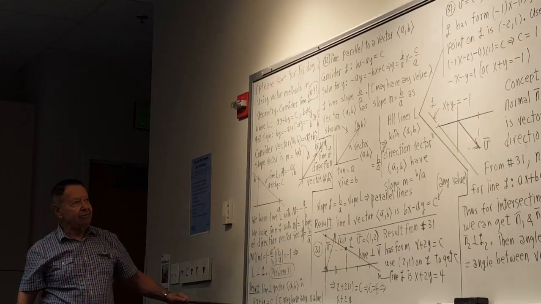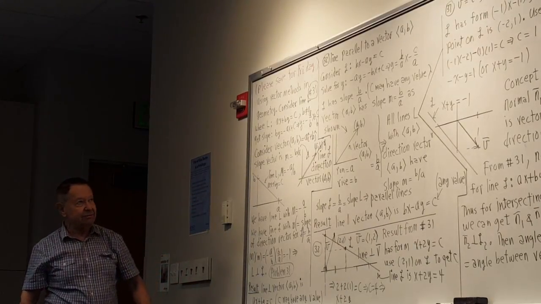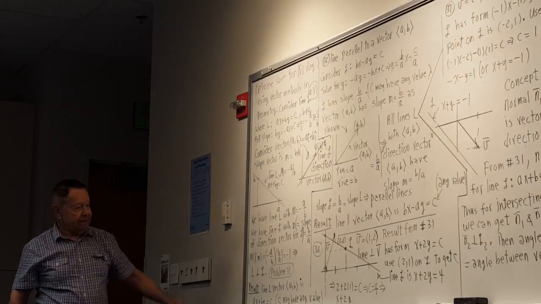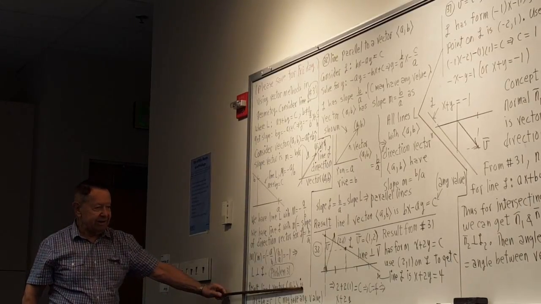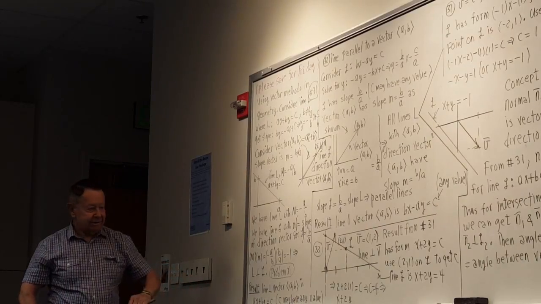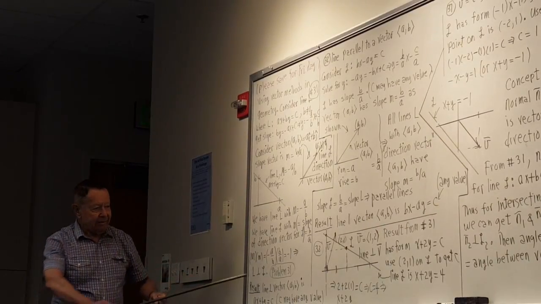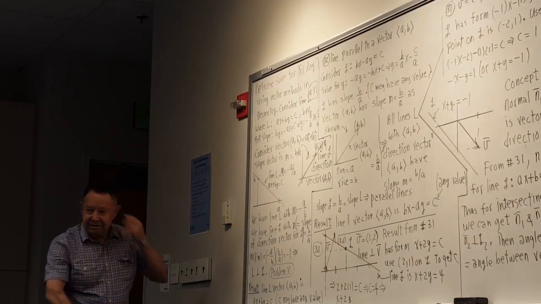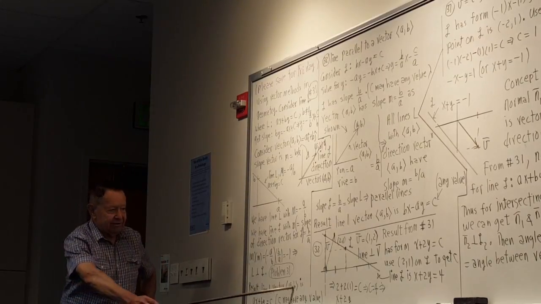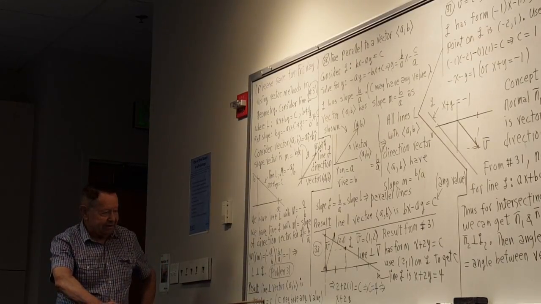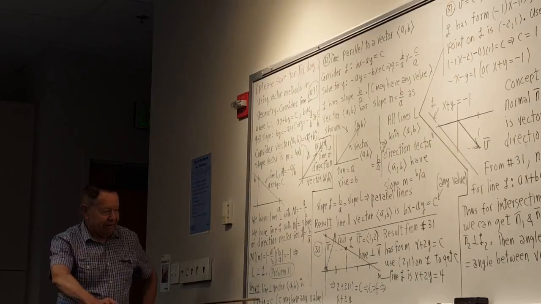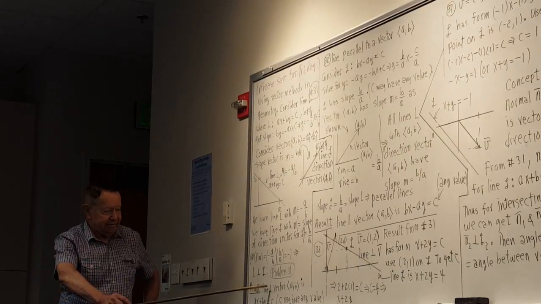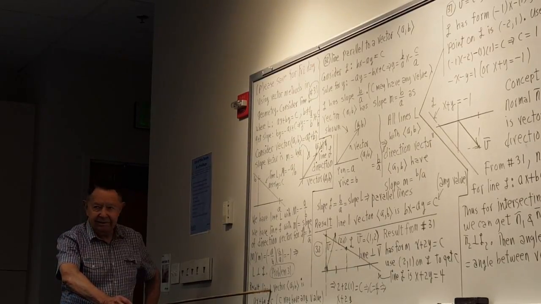We'll see that when we do a problem here in just a minute. So this is a handy result in geometry: if you know a vector, you know the components, then you can use those as your coefficients of x and y for a line that is perpendicular to this vector.